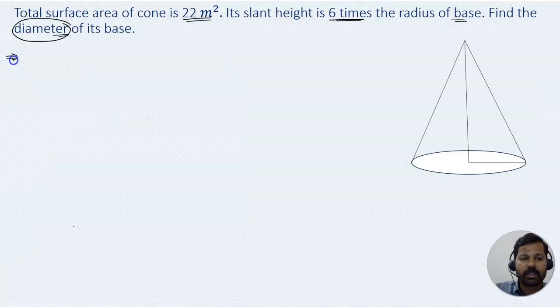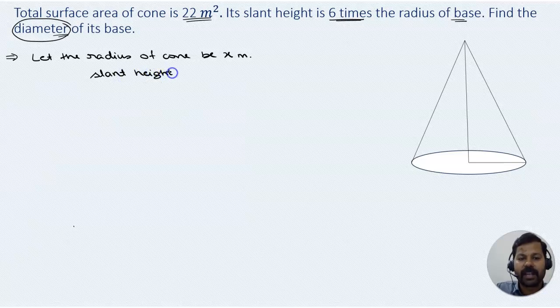So let's start the calculation. Here I am going to take the value of radius as x. So let the radius of the cone be x meter. Now if the radius of the cone is x meter, then slant height will be what? As the relationship between radius and slant height is given, slant height L is 6 times the radius, means 6 times x, which is going to be 6x meter. So in the figure, if I put these values, it is going to be x meter and this slant height is 6x meter.